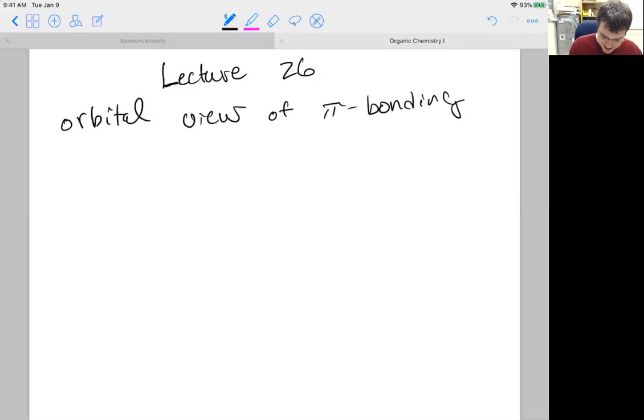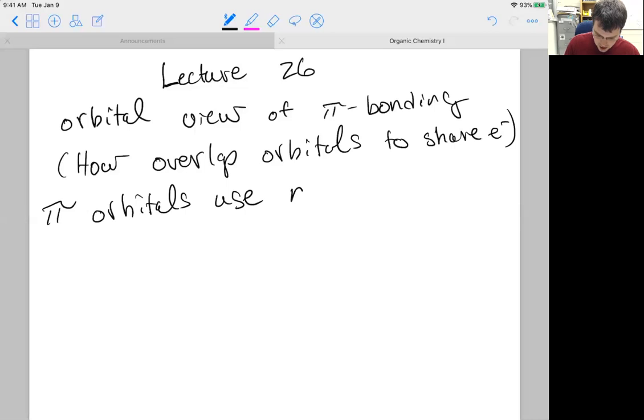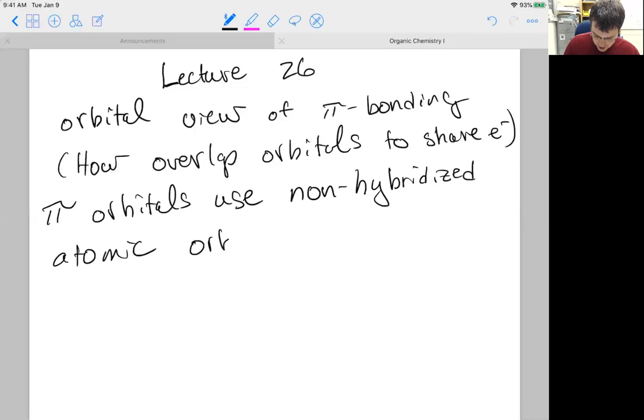We're looking at ways to overlap orbitals to share electrons. Now, what's different in this case that I alluded to before is that pi orbitals use non-hybridized atomic orbitals. And the non-hybridized atomic orbitals that they use are p orbitals.